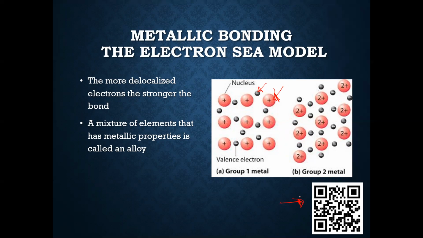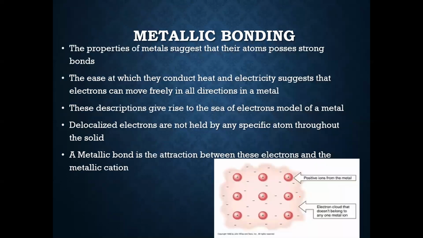But this metallic sea of electrons is going to influence its properties. So if we look at their properties, we see that metals are going to conduct electricity very easily, and that is because those free moving electrons can have the electricity, which is electrons, run through them.